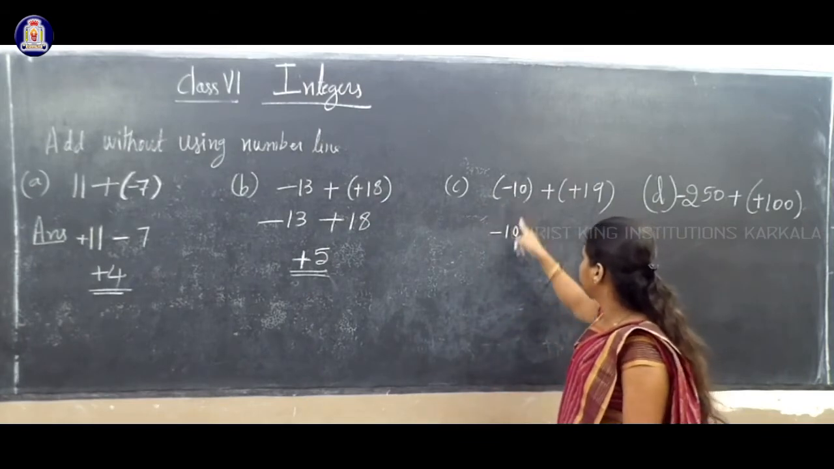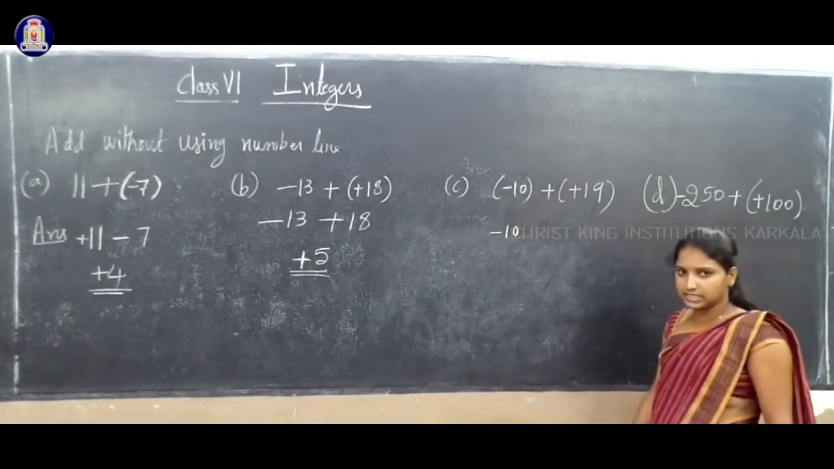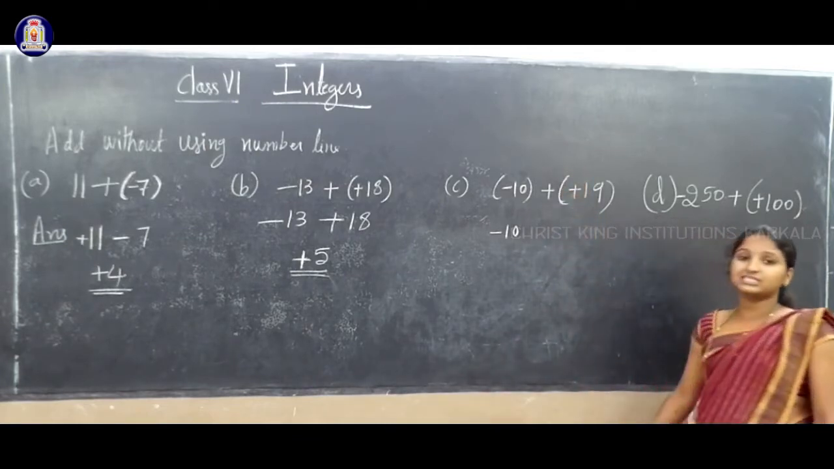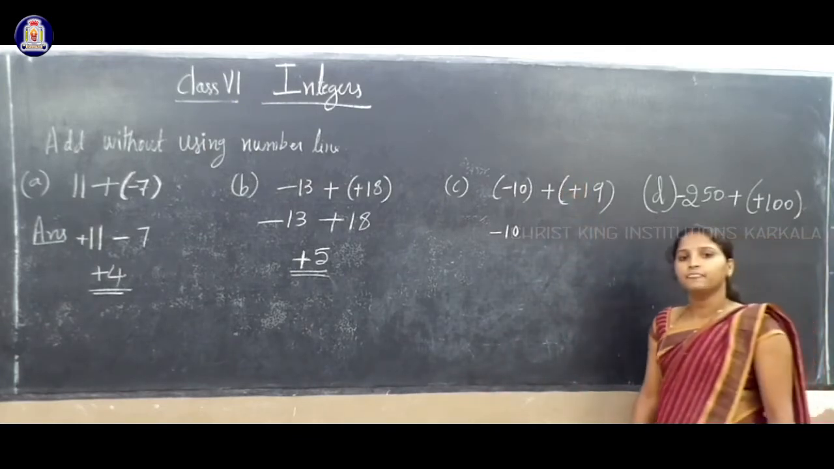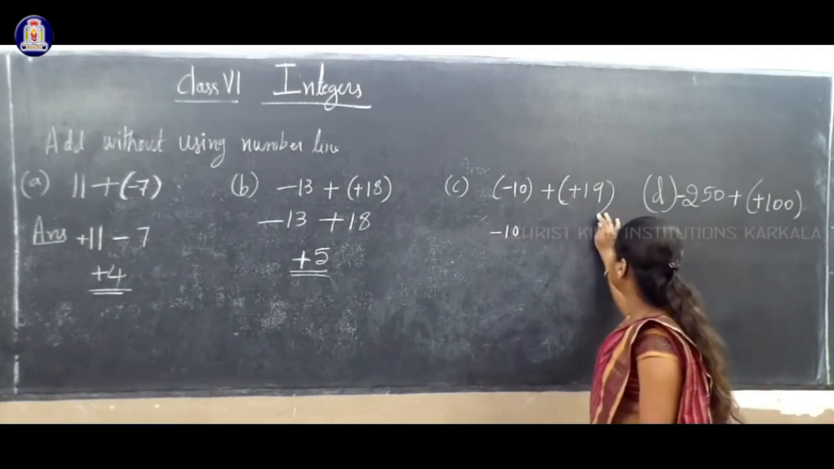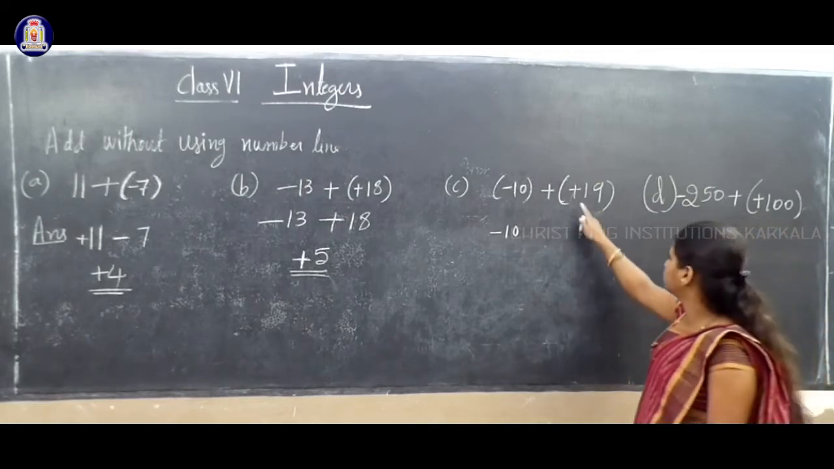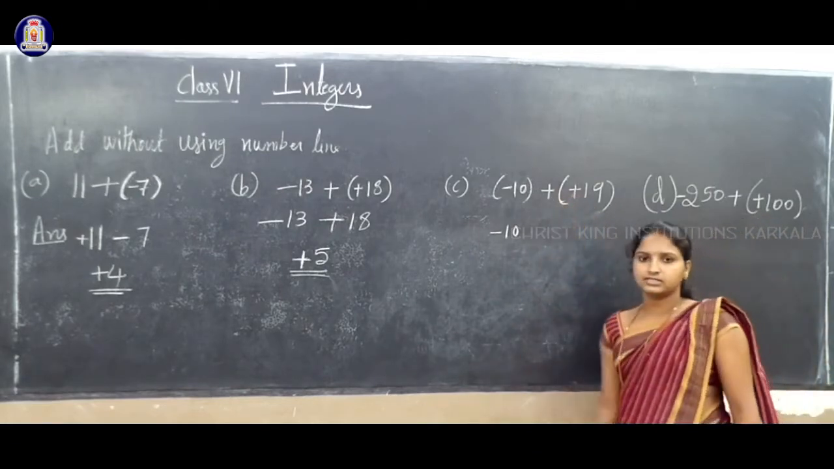So now the first integer is minus 10. Next another integer, that is plus 19. So now this integer is inside the bracket. So how to remove this bracket? Just multiply the sign. Clear?